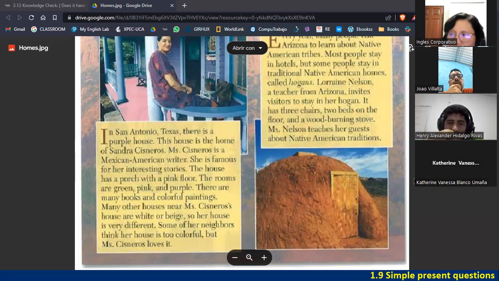Many other houses near Mrs. Neto's house are white or beige. So her house is very different. Some of her neighbors think her house is too colorful, but Mrs. Neto loves it.